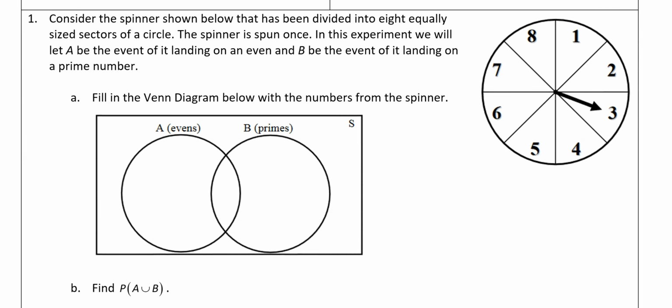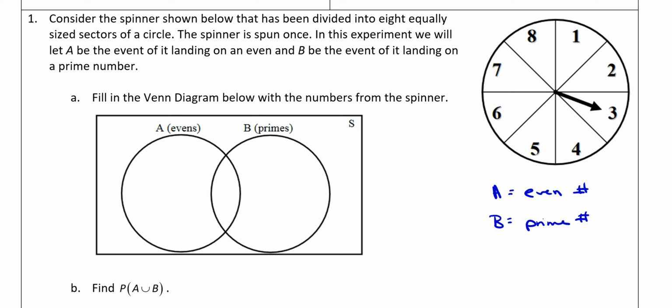So let's look at an example. We have the spinner shown, and it's been divided into 8 equally sized sectors of a circle. It's important that they're equal because that means they all have the same chance of happening. So you have an equal likelihood of getting a 1, as a 5, as a 7, as an 8, and so on. The spinner is going to be spun one time. In this experiment, we will let A be the event of it landing on an even, so A is even, and B is the event of it landing on a prime number. So B is a prime number. We're just going to mark these down so we can keep track of this.